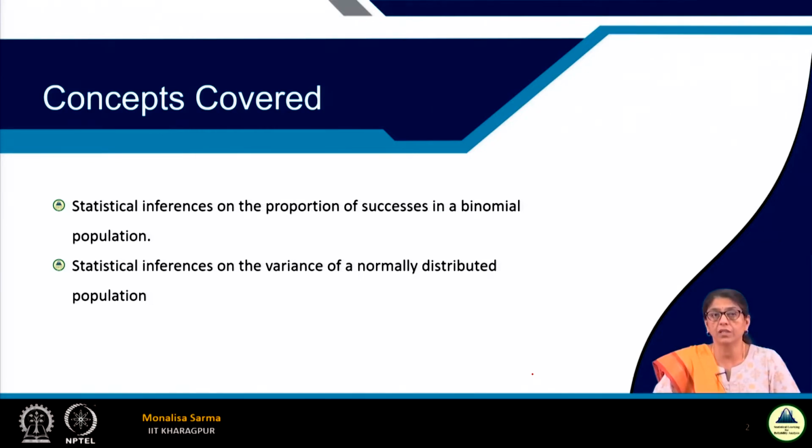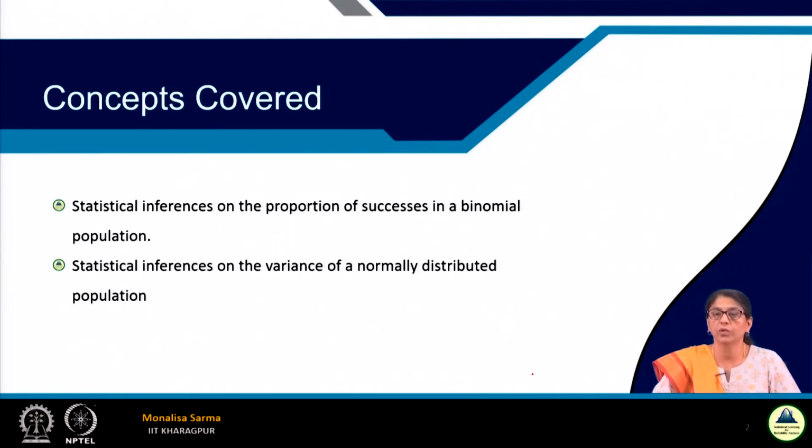So we have seen statistical inferences on mean. We have also seen how to find out the confidence interval as well. So now we'll be seeing statistical inferences on the proportion of success. And when we talk of proportion, I think you guys can remember.